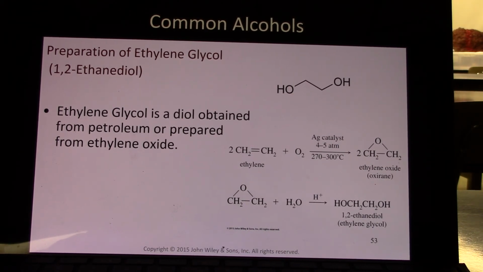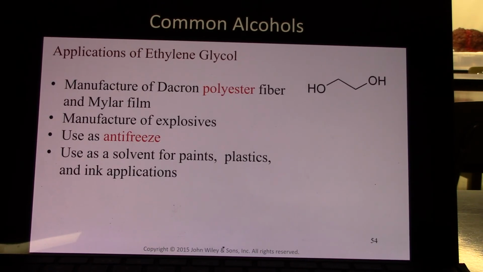Preparation of ethylene glycol. Ethylene glycol is a diol obtained from petroleum or prepared from ethylene oxide. And this is antifreeze. Ethylene glycol is what antifreeze is made out of, and it goes in your car. It works as a coolant or an antifreeze. It's also a useful solvent for paints, plastics, and ink applications.